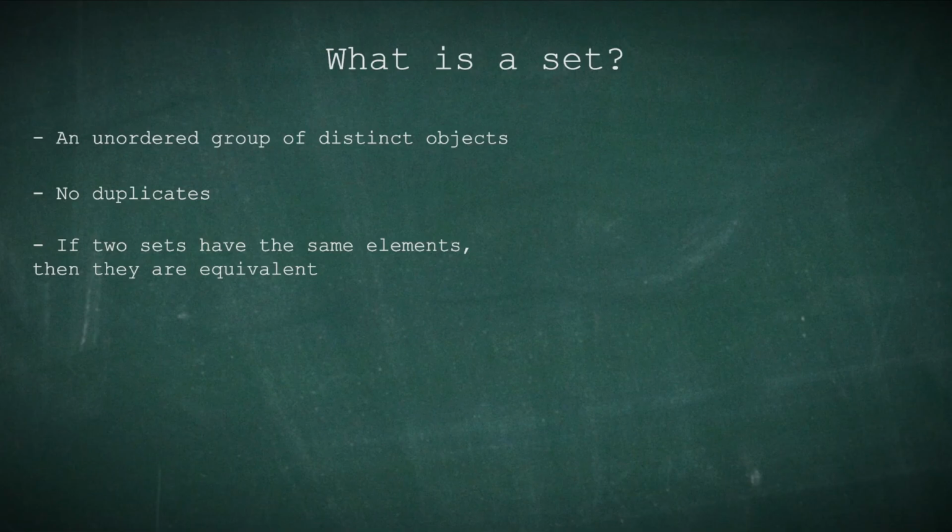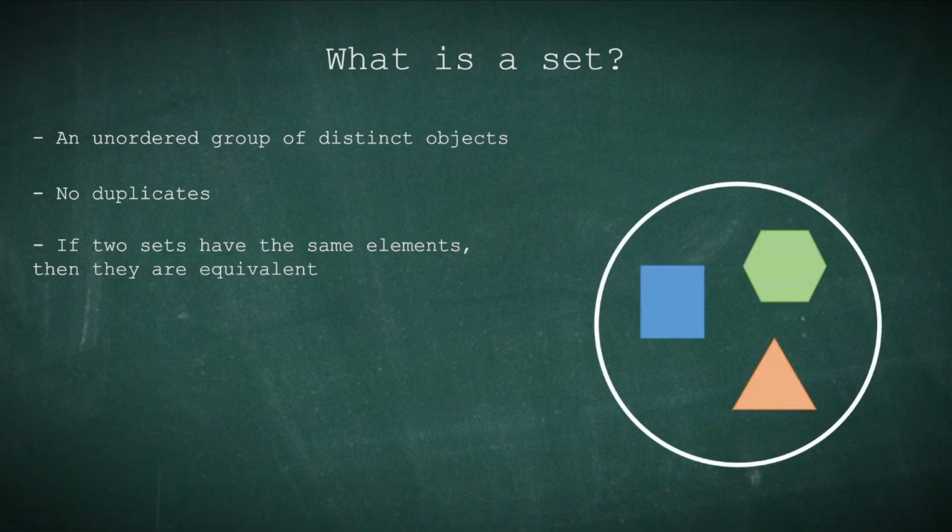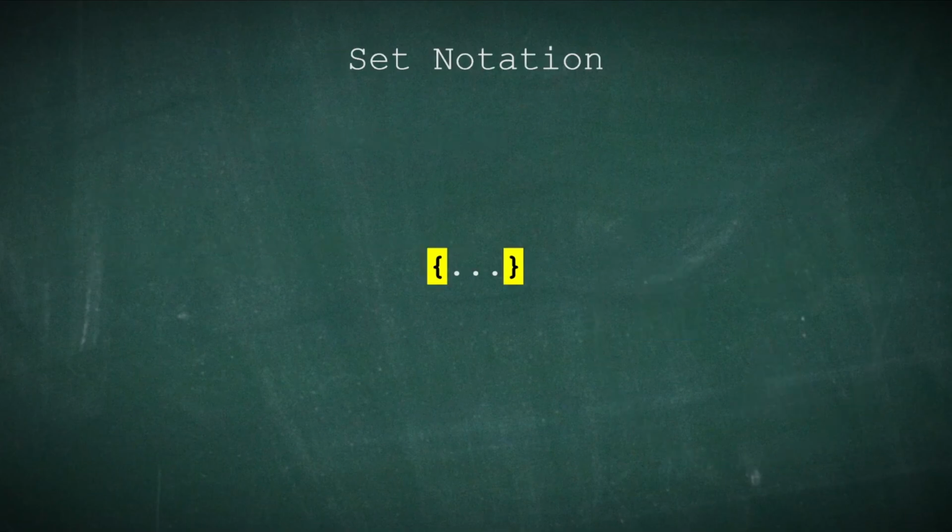An easy way to visualize a set is a circle with objects inside. Again, notice there's no order. I can place any of these objects in any order and it will still be a valid set. We usually write out the contents of a set between two curly brackets like so.